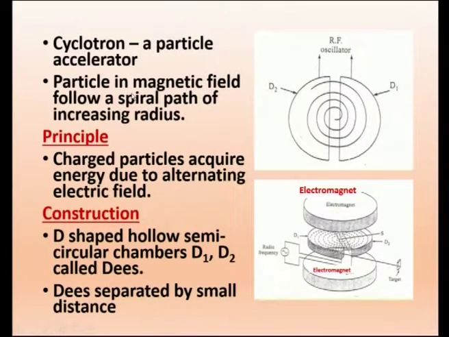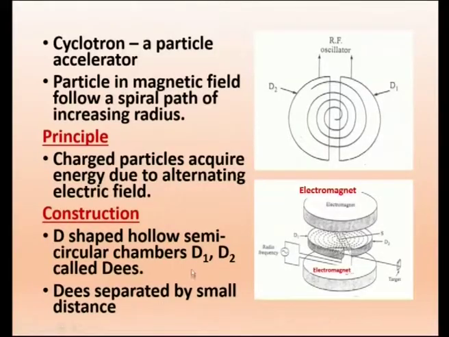Now the construction: it has D-shaped hollow semicircular chambers. Already we said this, semicircular chambers D1 and D2. They are just called Ds. The Ds are separated by a small distance. See this one, they are separated by a very small distance. It's actually a hollow disc, and we are cutting it into two and slightly separating them. So they are separated by a very small distance.